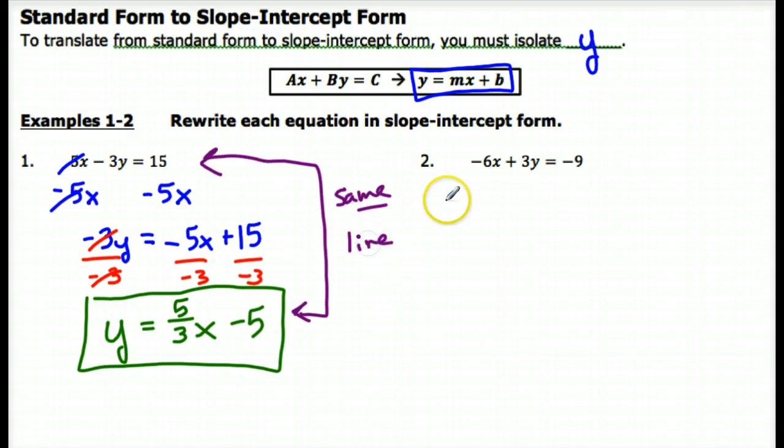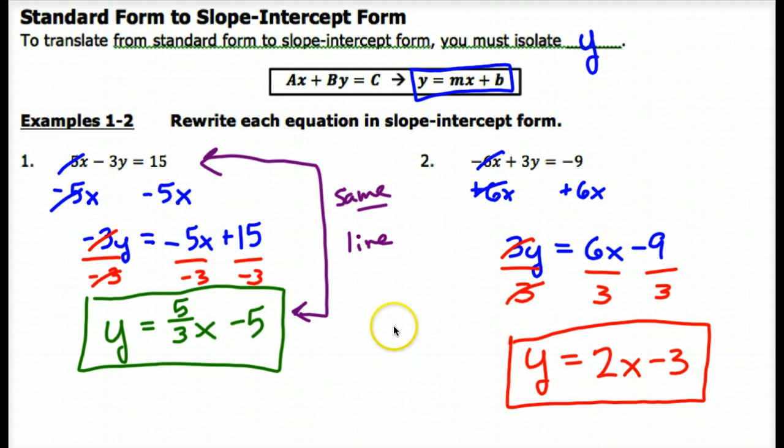Okay, number 2, I'd like you to pause the video and try that one on your own. So you're writing this equation in slope-intercept form just like the last one. Once you have an answer, click play to check it, please. Okay, let's check your answer to this one.